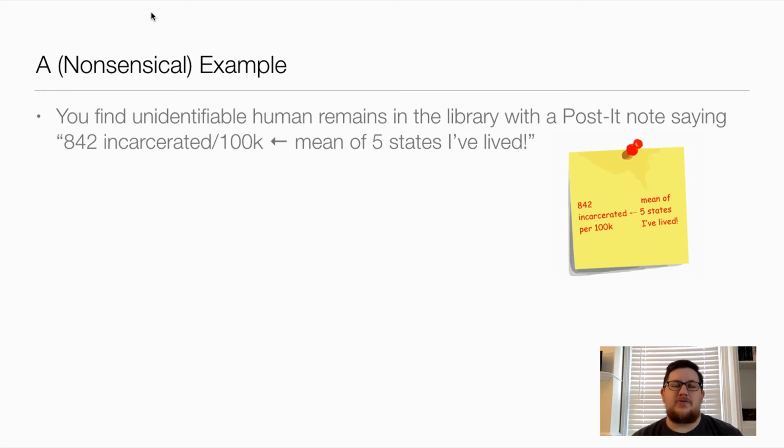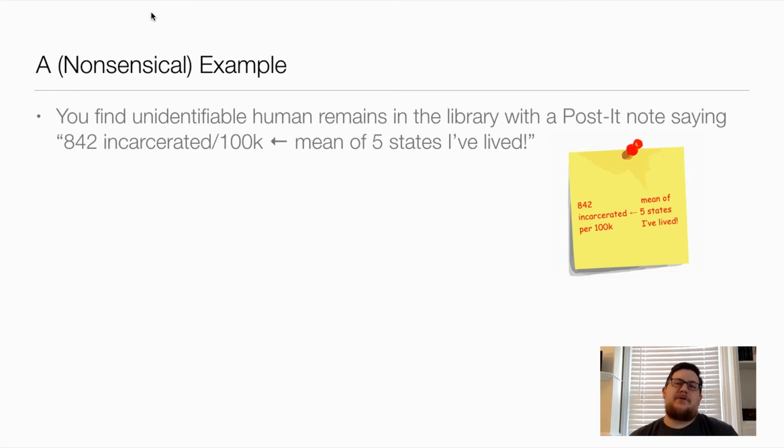Now, here's where the nonsense part comes in. Let's say you are going through the library and you find unidentifiable human remains, right, with a post-it note saying 842 incarcerated per 100K with an arrow pointing to it that says, that's the mean of 5 states I've lived.